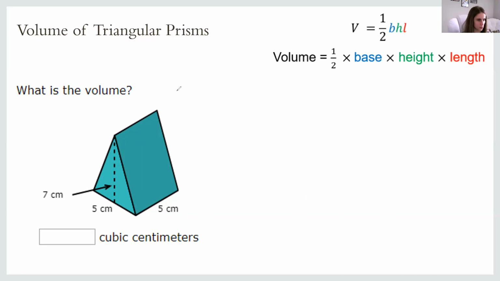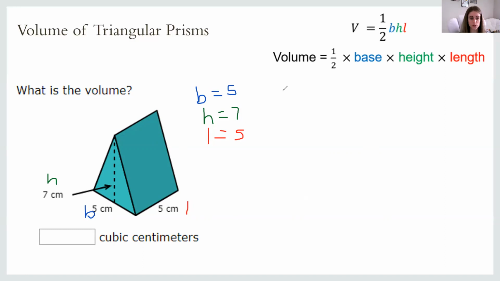Look at it and say, okay, well, my base would be 5. My height would be 7. And my length would be 5. So that's another one where you can just label it like I did right here, because you don't have a picture to write on.